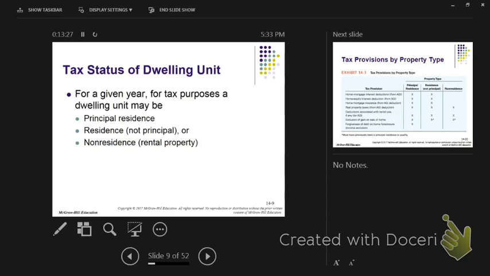Now, if you had a lake house, your house here, and you had a house in Montana, but the house in Montana was strictly rental property, you might stay at it 1 week out of the year, but the rest of the time it's rental, then that would be a non-residence. Your lake house would be a residence, and this would be your principal residence.